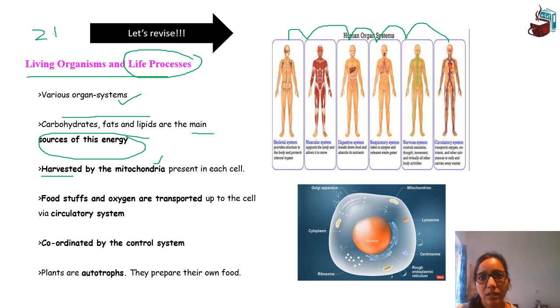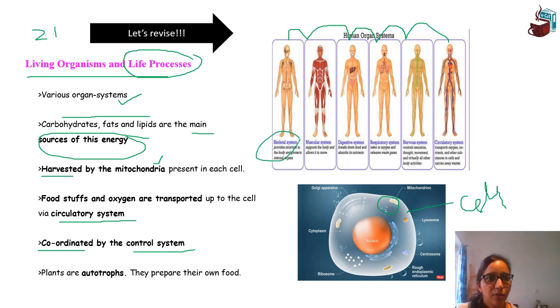What is mitochondria? This is mitochondria. This is how a cell looks like. Okay, then we have what I said, foodstuffs and oxygen are transported by the circulatory system, and the entire body is coordinated by the control system. These are also the various systems if you want to go through. Okay, then there was something about the plants, that is they are autotrophs, they prepare their own food. If you have any doubt in any part, you can just message me, or put it in the comment section, I'll get it cleared.